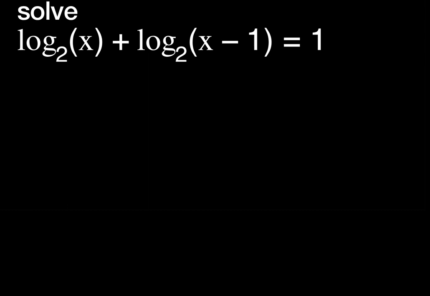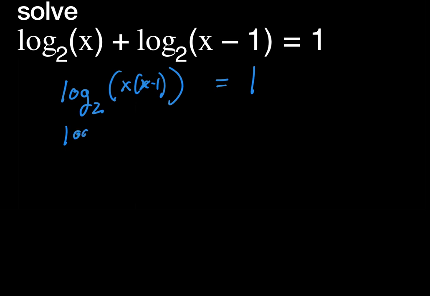So getting started with this one, since I have x's that are in two different logs, I want to try to combine those so I have all my x's together in one place. So I'm thinking, is there a way that I can combine this logarithm with this logarithm? Well, they're the same base. Same bases that are adding means that I will multiply. So log base 2 of x times x minus 1. So those two can combine together into a single expression. And this over here equals 1.